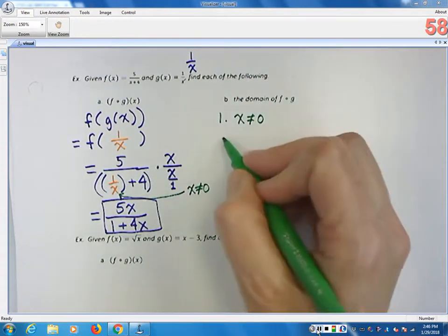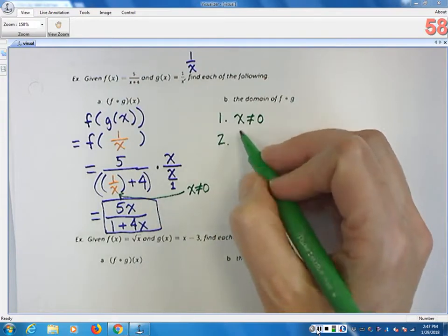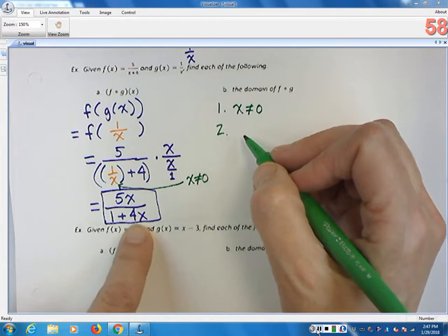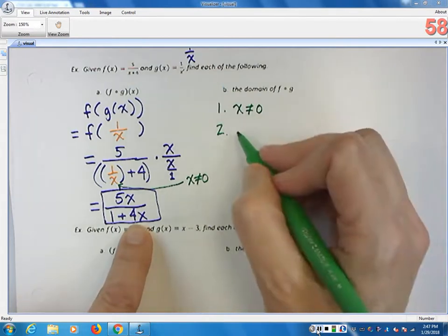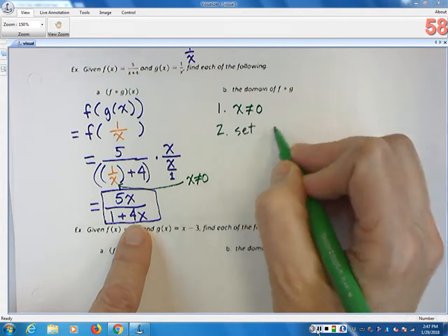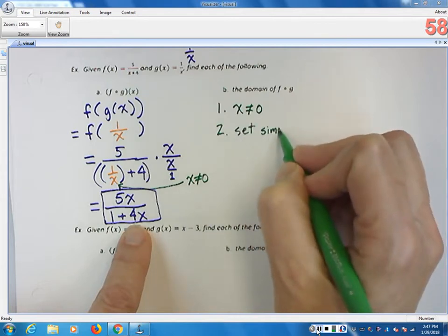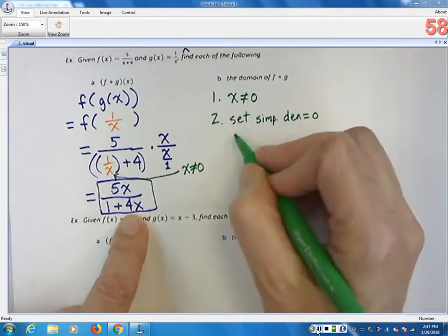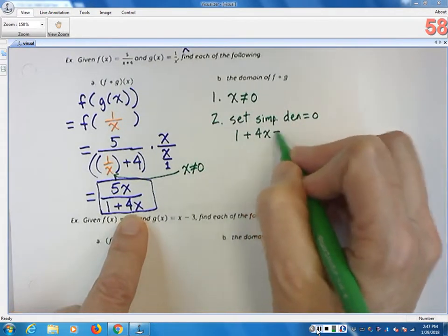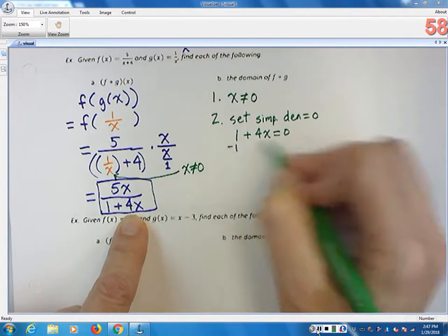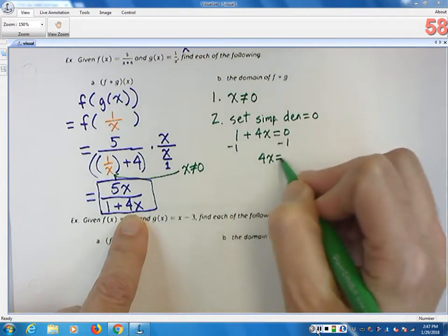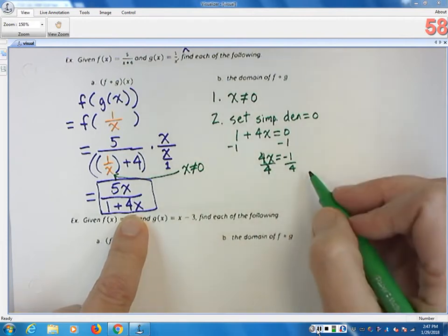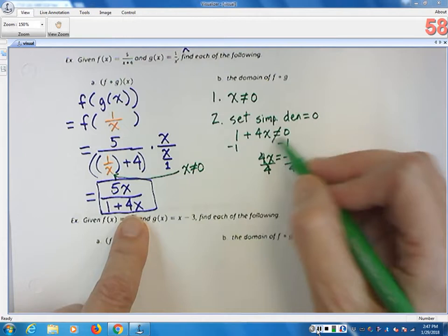Now, the second one, look at the simplified function. Because this has a part that's in the denominator, we can't let the denominator be 0, so for this kind of function, we set the simplified denominator equal to 0. So 1 plus 4x equals 0. 4x equals negative 1, and we divide by 4. x can't be negative one fourth. We can change those to a not-equal sign.